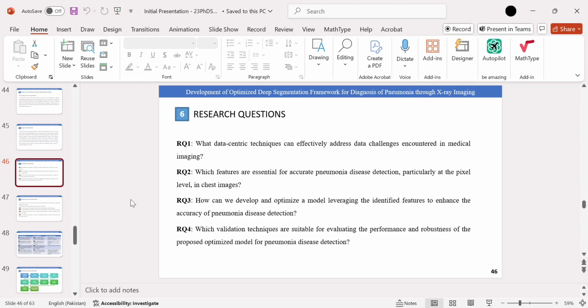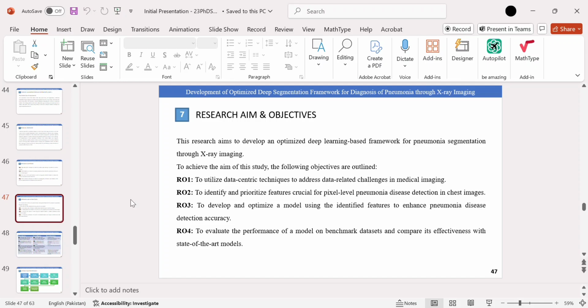The fourth research question deals with which validation techniques are suitable for evaluating the performance and robustness of the proposed optimized model for pneumonia disease detection. The research aim is to develop and optimize a deep learning based framework for pneumonia segmentation through X-ray imaging, and to achieve this aim, the following objectives are there.